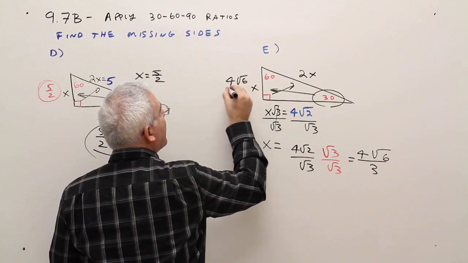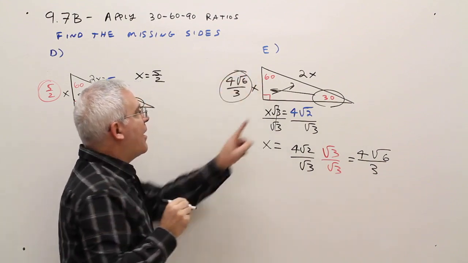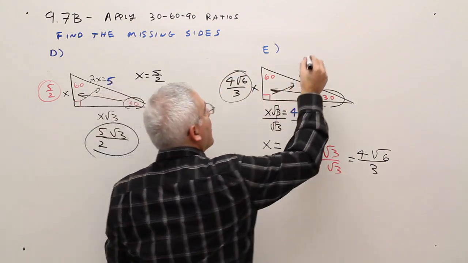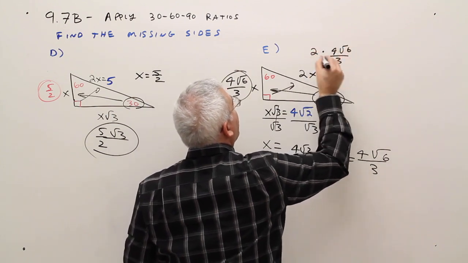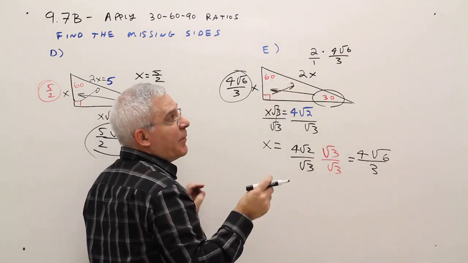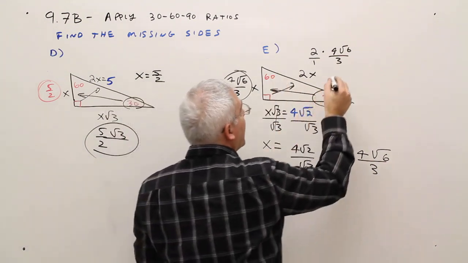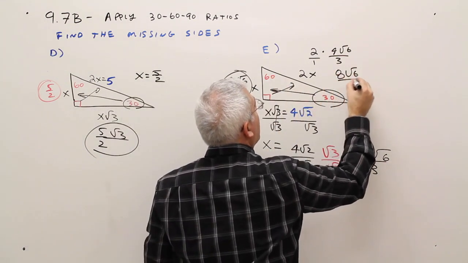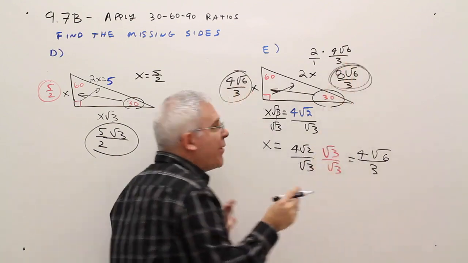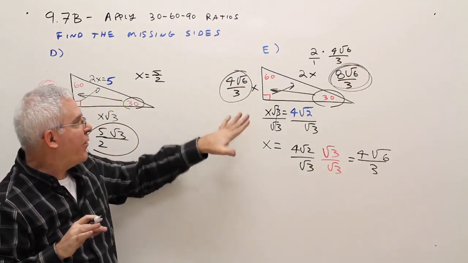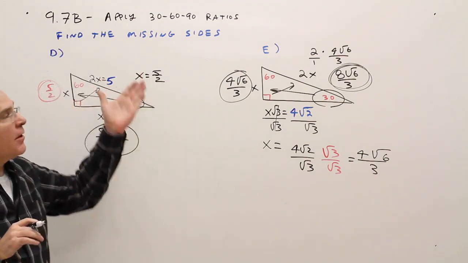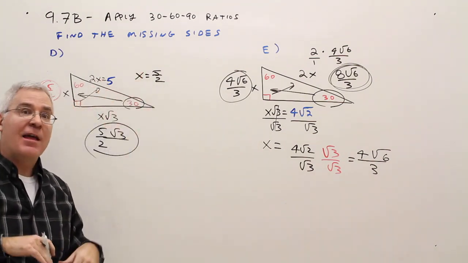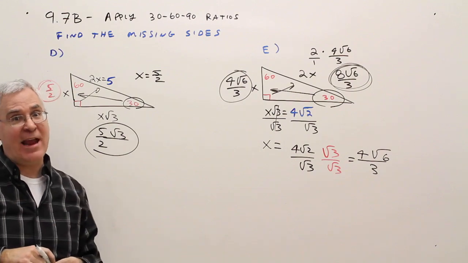4 radical 6 over 3, and then I'll double that. 2 times 4 radical 6 over 3, so that's basically going to be 8 radical 6 over 3. And always circle your answers so the reader knows exactly what goes where. So there you have it. 5 examples on how to apply the 30, 60, 90 ratios.